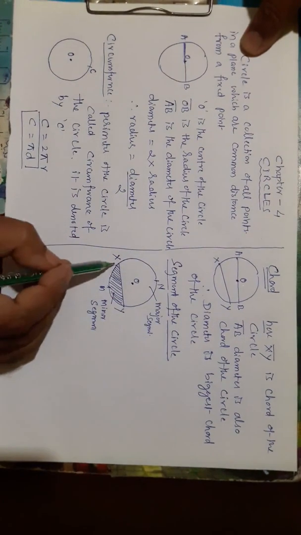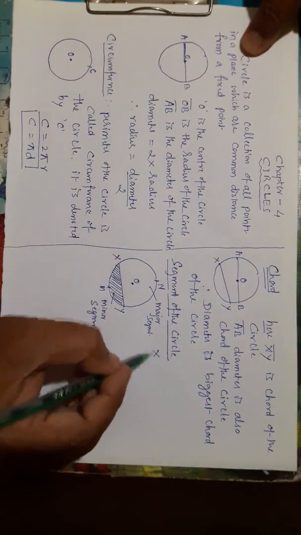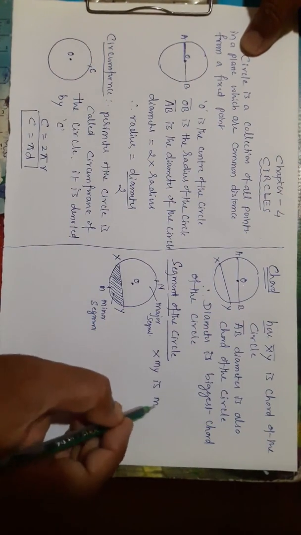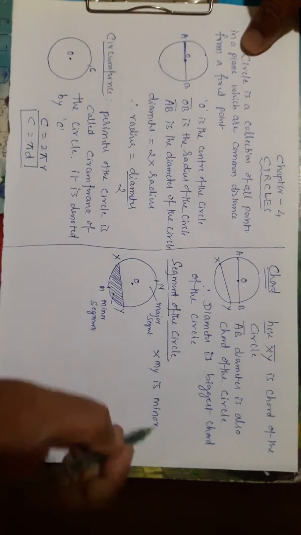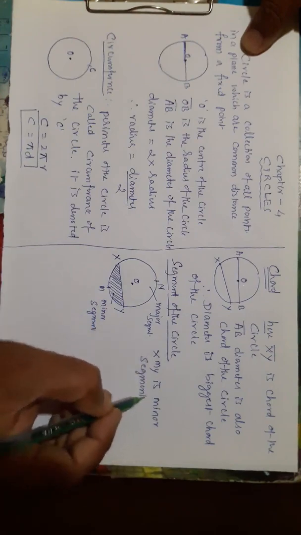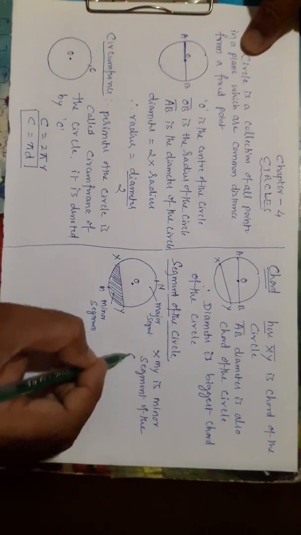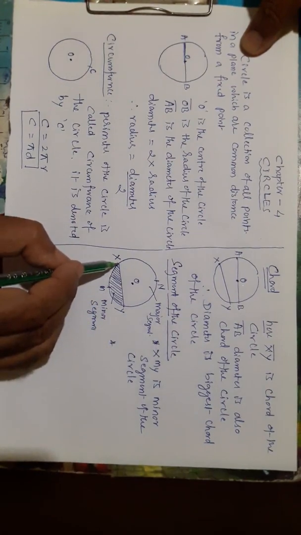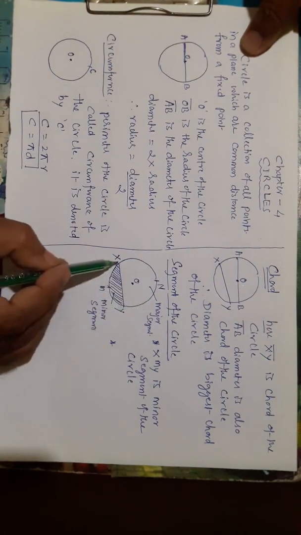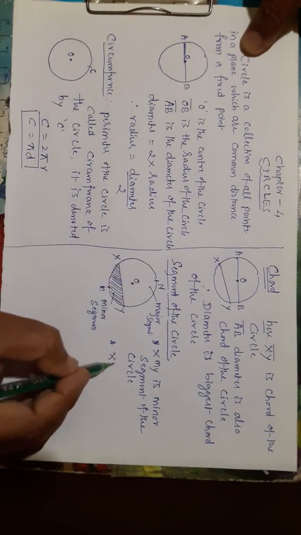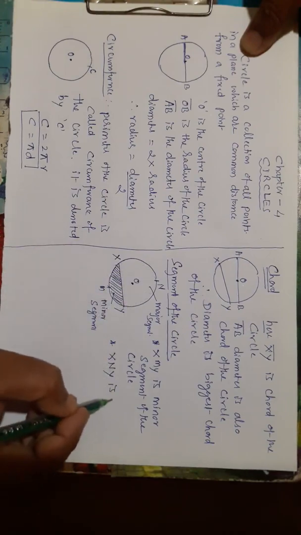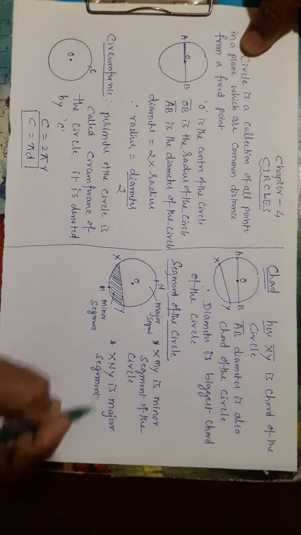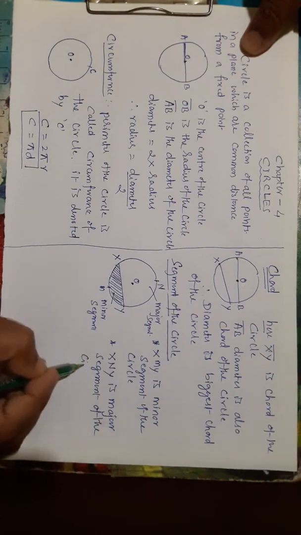In this figure, XMY is the minor segment of the circle, and XNY is the major segment of the circle.